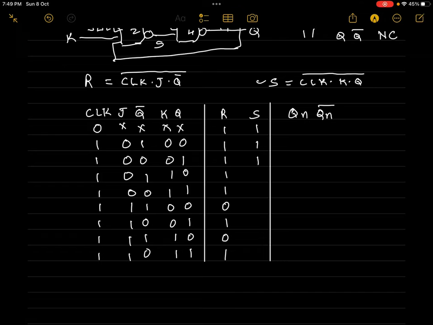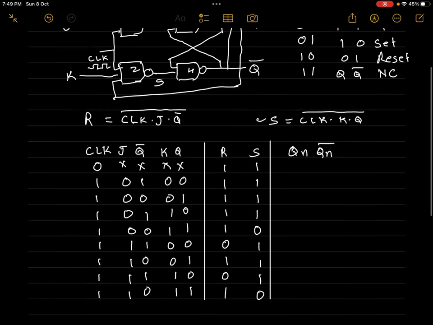inverse is 1. 1 into 1 into 0 is 0, inverse is 1. 1 into 1 into 1 is 1, inverse is 0. 1 into 0 into 0 is 0, inverse is 1. 1 into 0 into 1 is 0, inverse is 1. 1 into 1 into 0 is 0, inverse is 1. 1 into 1 into 1 is 1, inverse is 0.